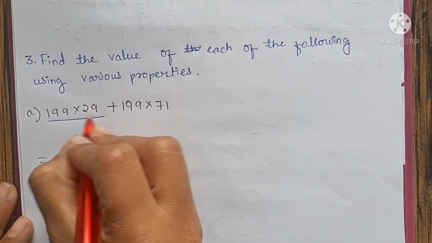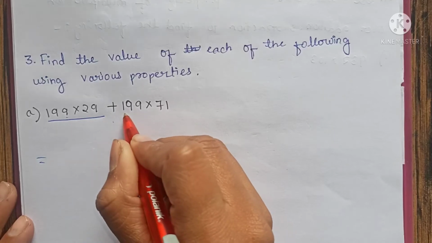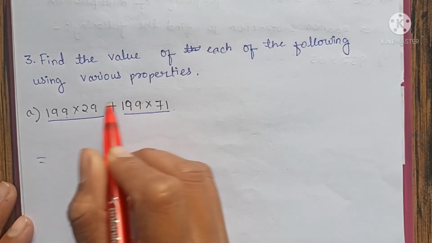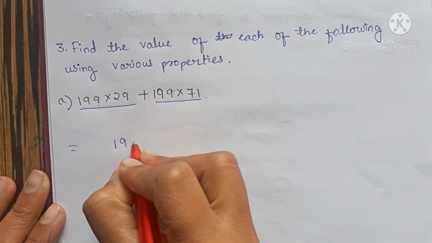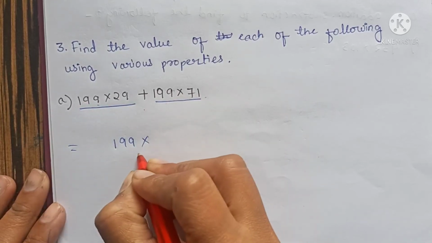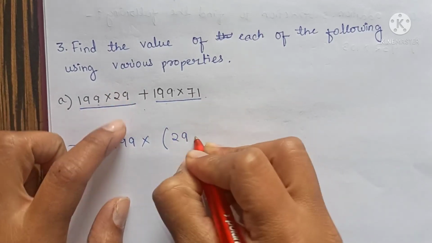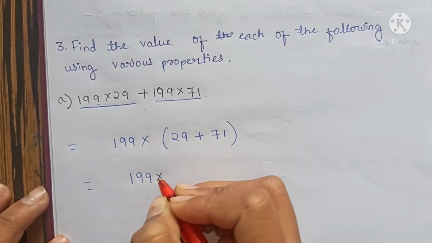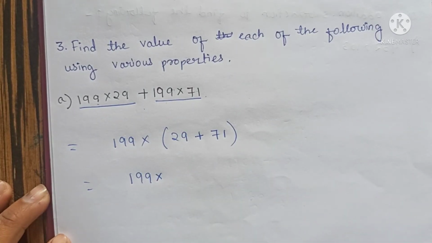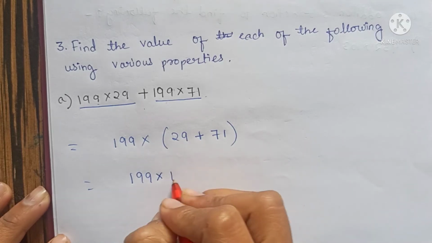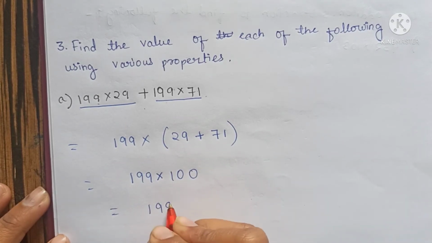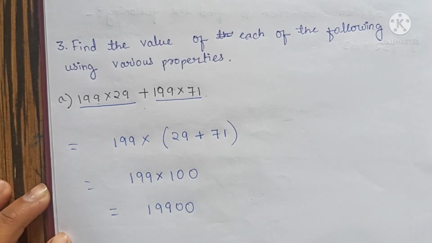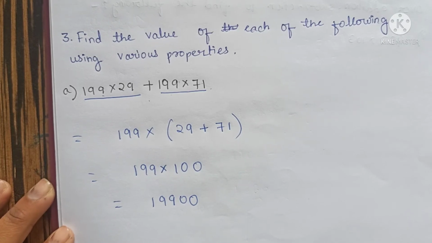Here you can see 199 into 29 plus 199 into 71. So in both these groups 199 is the same. So we will take this common. What will be left here? 29 plus 71. 199 into 29 plus 71, which will get 100. So 19900. This is the answer of solving the sum. Okay, in this way you can complete question number 3 as well.